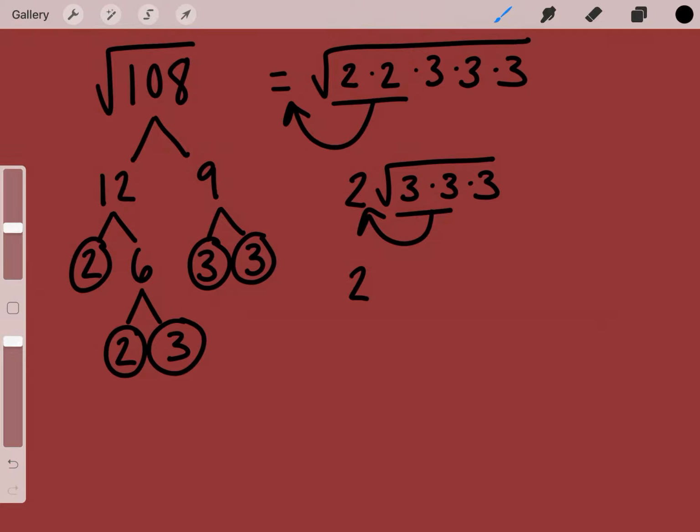So what will be outside the radical is a 2 and a 3, and we'll be left with one 3 inside. And then to finish off simplifying it, we're going to multiply the two numbers outside the radical. That will become 6 radical 3, and that's your answer.